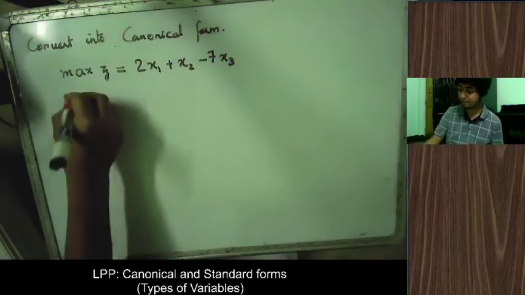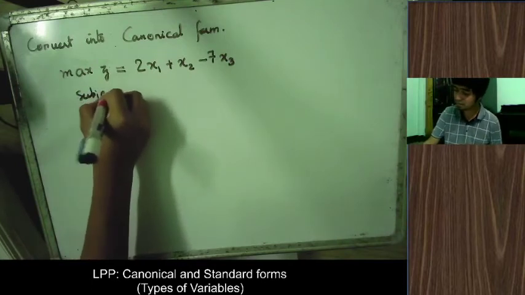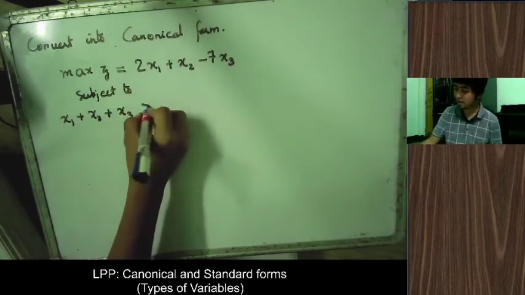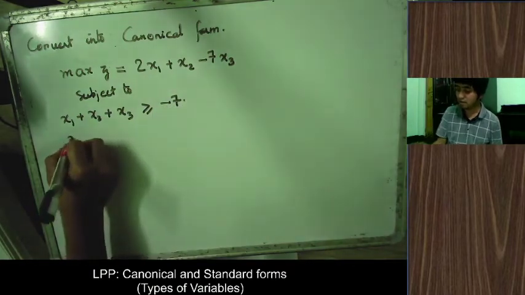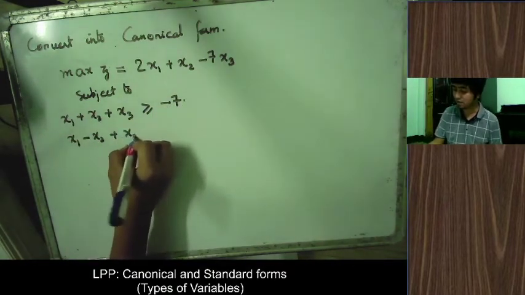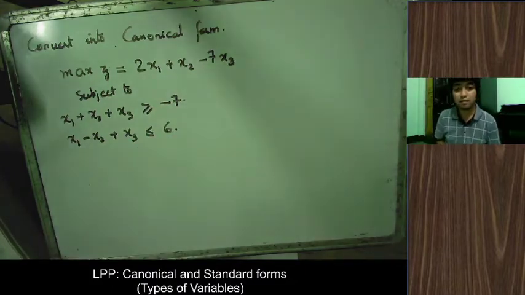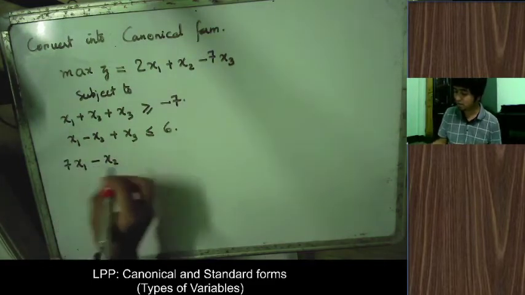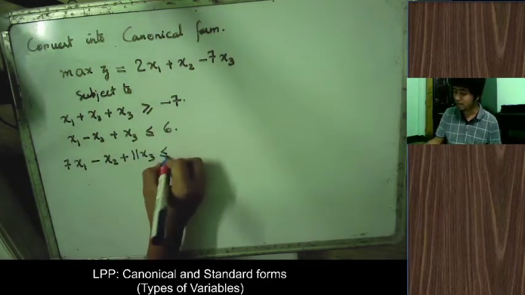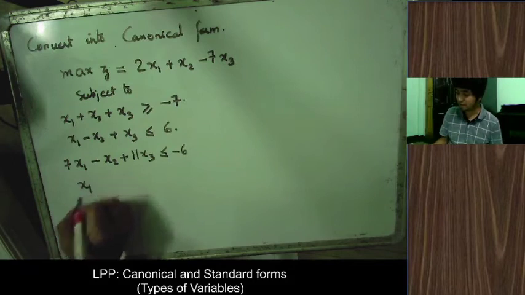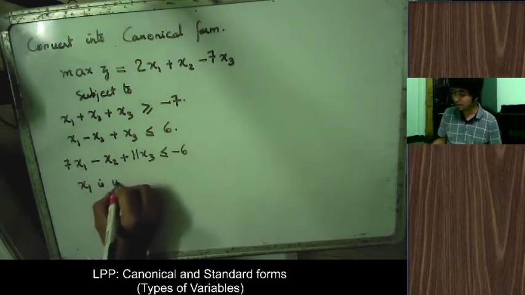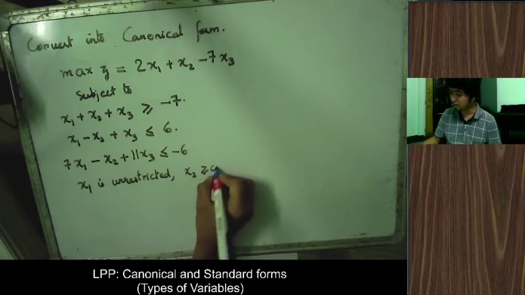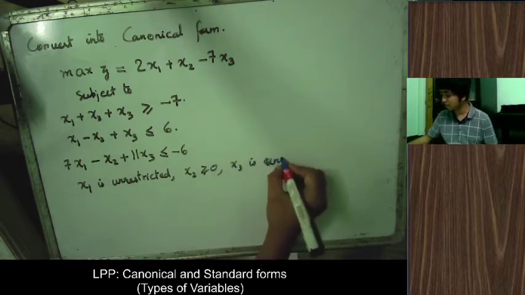7x3, subject to x1 plus x2 plus x3 greater than minus 7, x1 minus x2 plus x3 less than 6. And also x1 minus x2 plus 11x3 less than minus 6. Over here we are having x1 is unrestricted, x2 greater than 0, and x3 is also unrestricted.